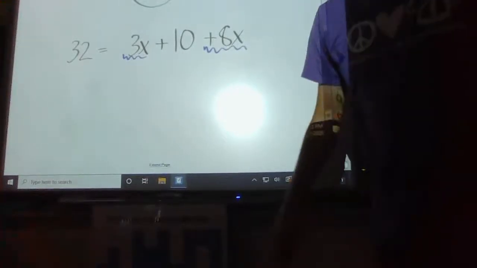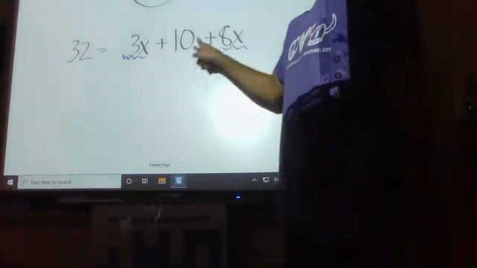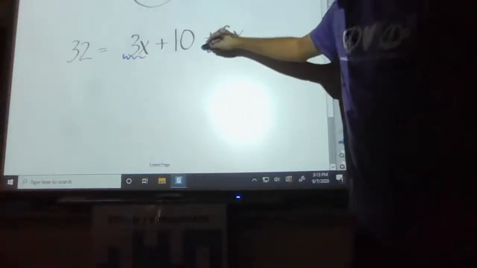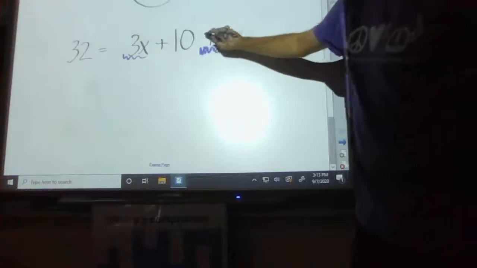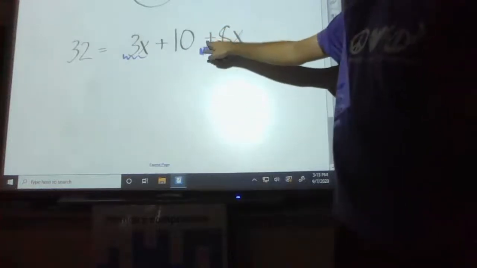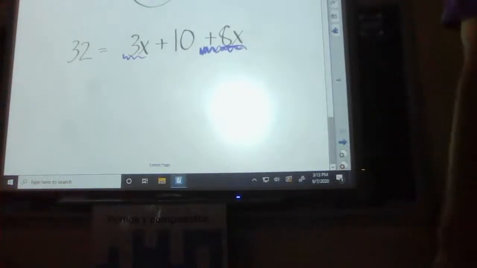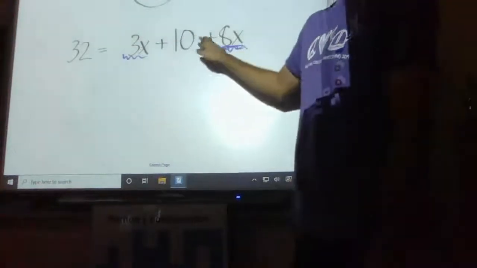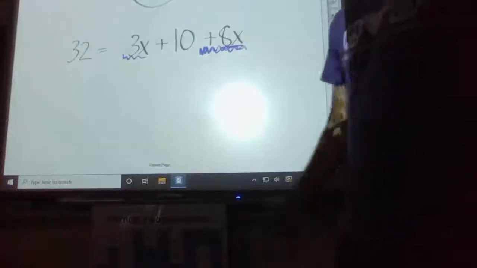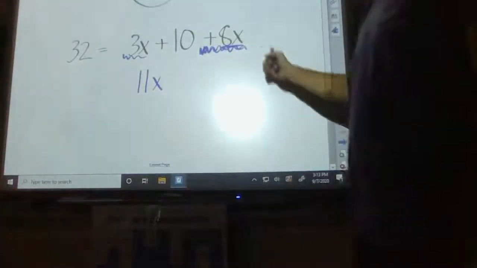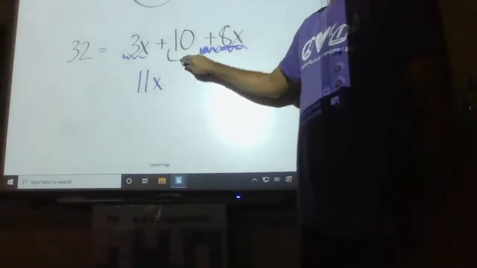I need to combine those together. Can I do 3x plus 8x? Remember, it's not just 8. Look where I put my squiggles. I even collected the adding sign in front of it, right? If this would have been minus, we would be doing 3 minus 8, which would be negative 5. But that's not what we're doing. We're doing 3x plus 8x. We can do 3 plus 8. That's 11x's, isn't it?